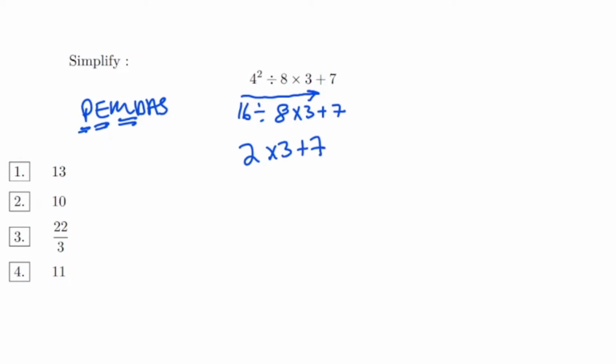And in this case, we have multiplication and addition. And multiplication comes first in the order of operations. So we'll do 2 times 3, which is 6, plus 7. So this whole thing comes out to be 13. So this is the correct answer. Yeah, it looks intimidating at first, but if you just work through it following the right order of operations, you'll get the correct answer.